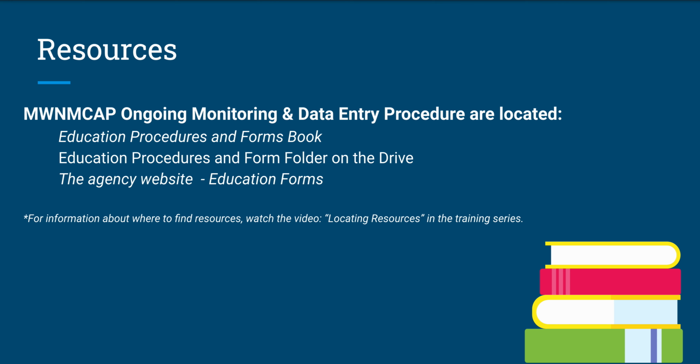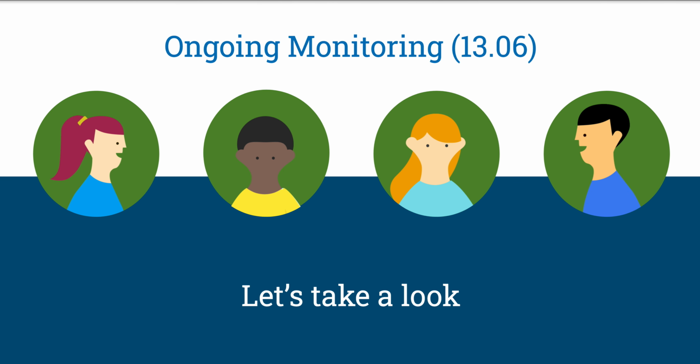The resources that we discussed today, including the ongoing monitoring and data entry procedure, are located in the Education Procedures and Forms book that is in every classroom, the Education Procedures and Forms folder on the drive, as well as on the agency website under Education Forms. If you have questions about where to find resources or want more information, don't forget to watch the video, Locating Resources in the Training series. So let's go ahead and get started.